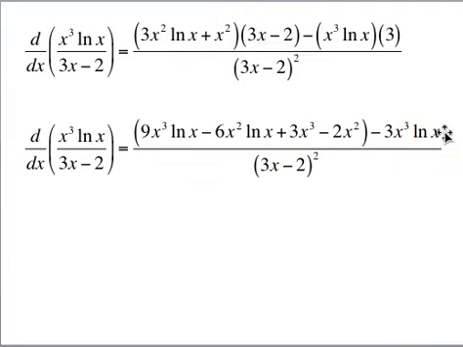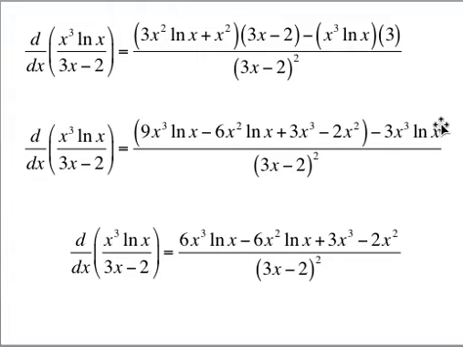Now looking at this, is there any way for us to simplify it? And what you've got to notice is this is 9x cubed log x, and we are subtracting 3x cubed log x. 9x cubed log x minus 3x cubed log x would give us 6x cubed log x. So after we do our simplification, we can write it this way. We have 6x cubed log x minus 6x squared log x plus 3x cubed minus 2x squared.